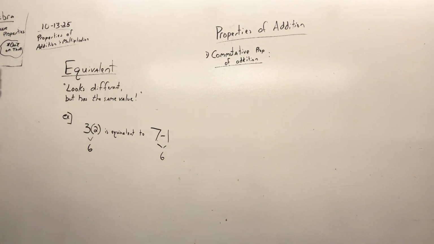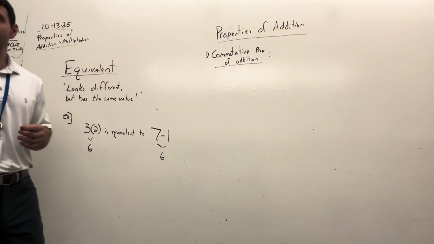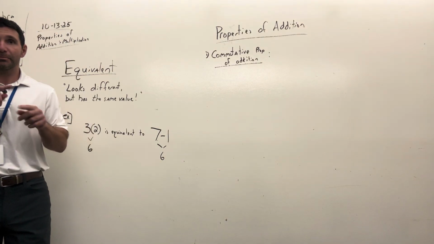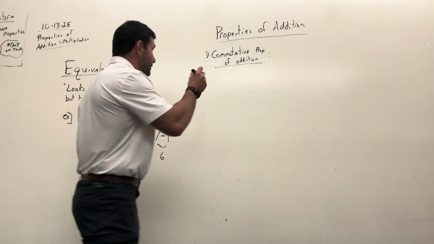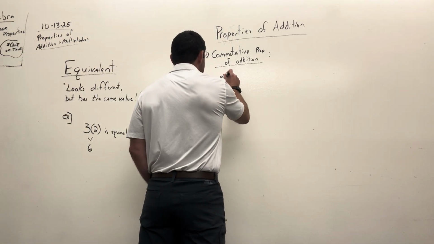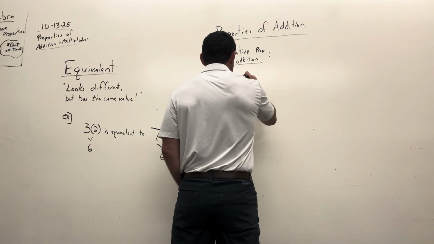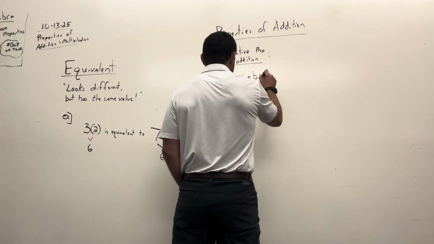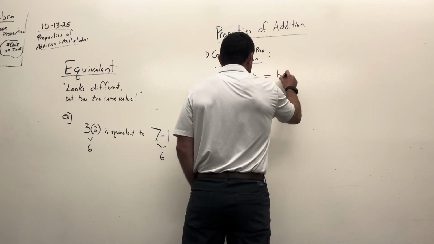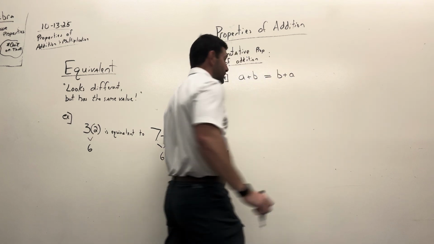So this is the commutative property. The commutative property of addition. It says if we're adding 2 numbers, it doesn't matter the order that we add. So what does that mean? It says A plus B is equal to B plus A.